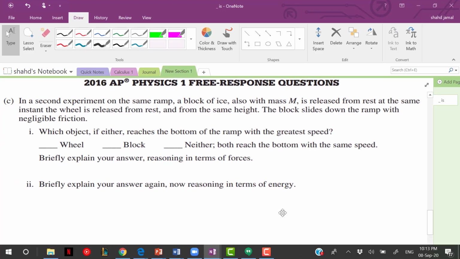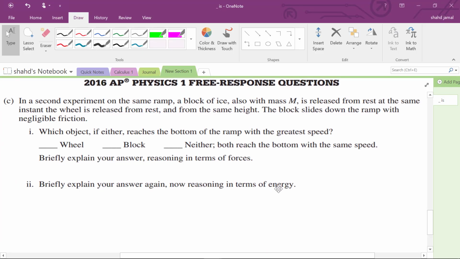The last part of this question is part C. It says, in a second experiment on the same ramp, a block of ice, also with mass m, is released from rest at the same instant the wheel is released from rest, and from the same height. The block slides down the ramp with negligible friction, so no friction. Which object reaches the bottom of the ramp with the greatest speed? So obviously it's going to be the block of ice.